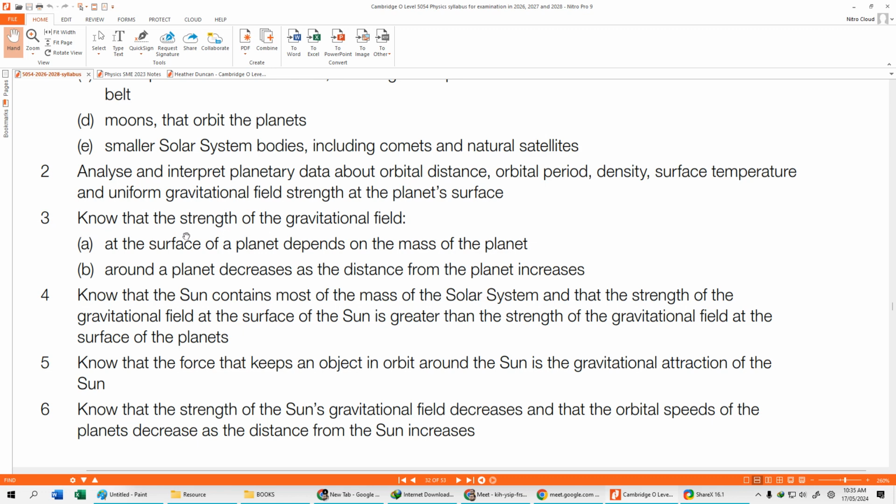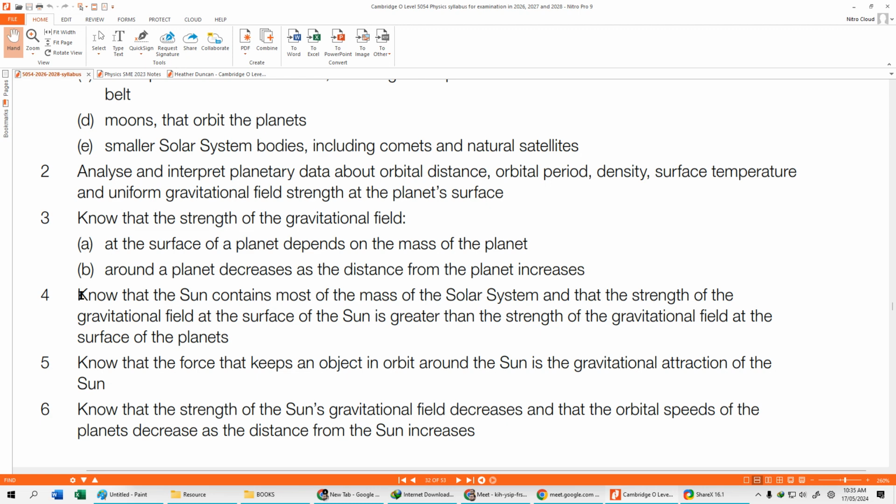Number 3, know that the strength of the gravitational field at the surface of the planet depends on the mass of the planet, and decreases as the distance from the planet increases. Know that necessarily means memorize this. So you have to know that the gravitational field is strongest at the surface of a planet, and as we slowly go farther away, the gravitational field strength, meaning the attraction due to the gravitational effect, will become weaker and weaker and weaker.